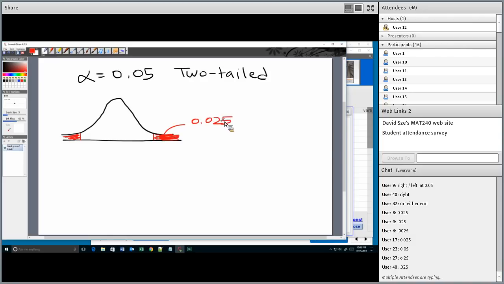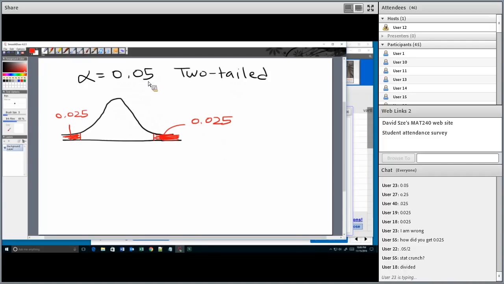Wow, everyone's got it. Yep, 0.025. That's very, very good. It shows that you're thinking about this problem. Yes, it's 0.025. And this is also 0.025, right?